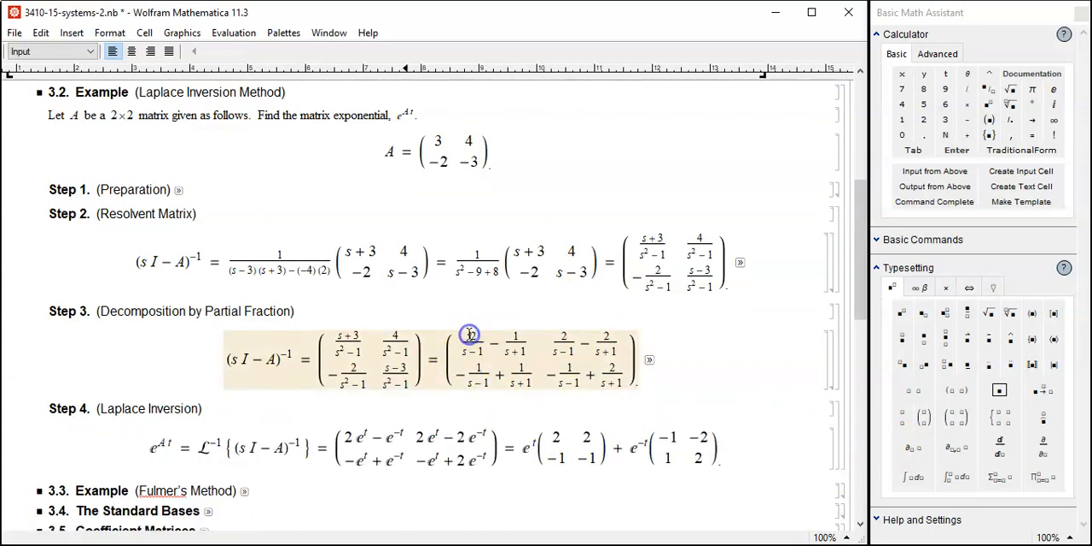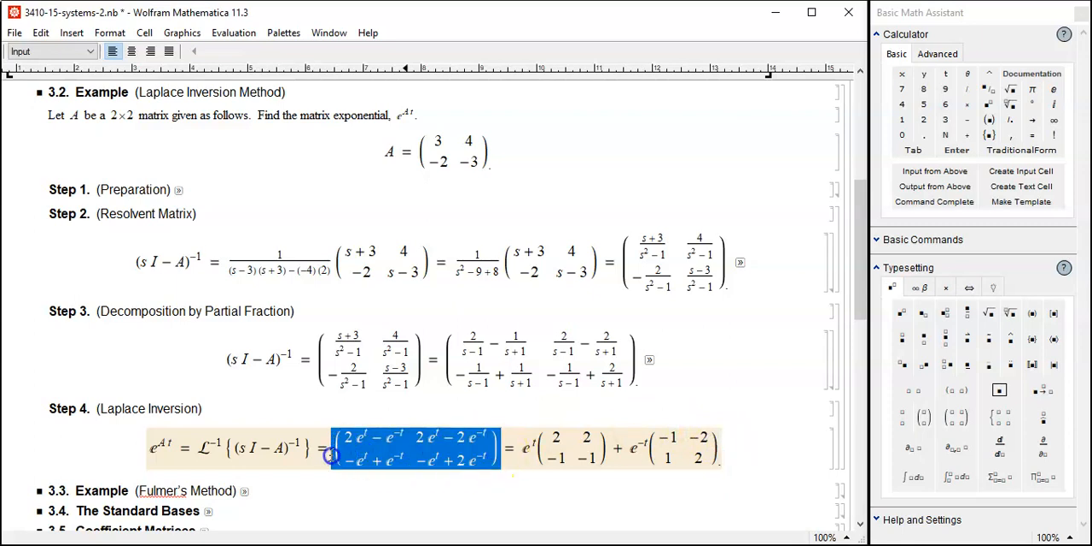Coefficient is 2, and then we have the fraction 1 over s minus 1. That'll give me e to the t power times 2. And here, coefficient is negative 1, and then the fraction is 1 over s plus 1, so we have e to the negative t, and so on and so forth. Now, this is complete. Once you take the Laplace inversion, you have the complete computation of the matrix exponential e to the At power. But let's make one further observation here.